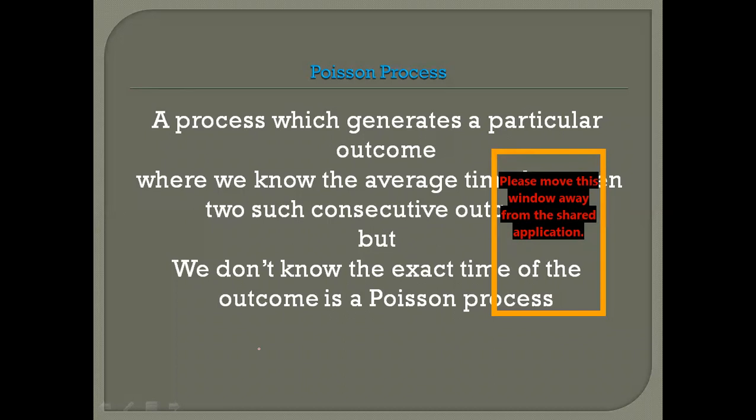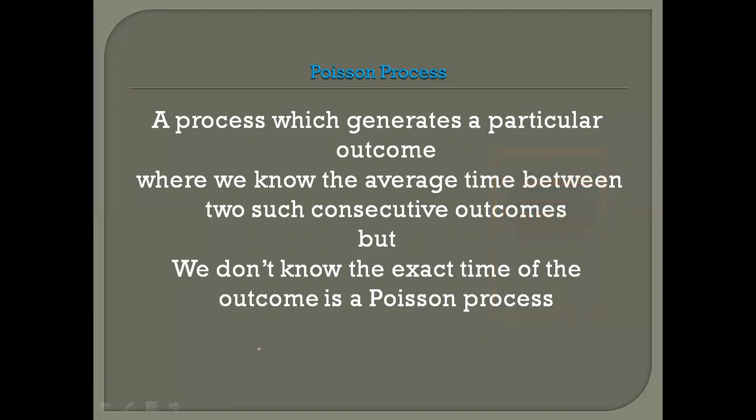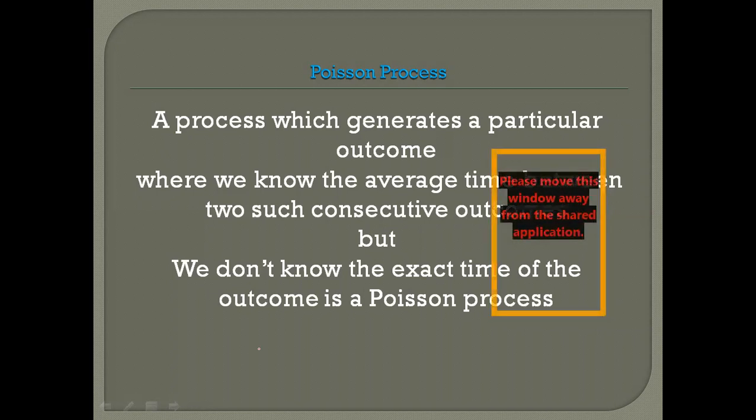Now another process which is called a Poisson process, and this is a very important process. A process which generates a particular outcome. This process is not going to generate two outcomes just like we were doing in a Bernoulli process. Here we can have so many outcomes, right? We are concerned about a single outcome out of the many a process may generate. It is a process which generates a particular outcome where we know the average time between two consecutive outcomes, but we don't know the exact time of the outcome in a Poisson process.